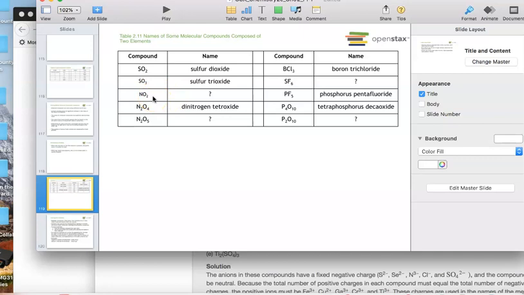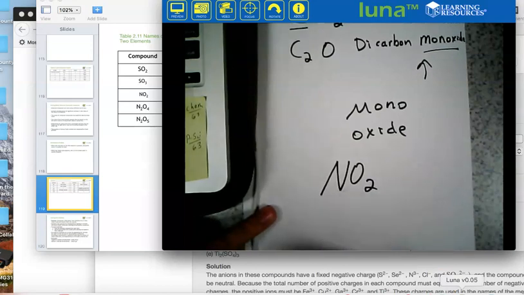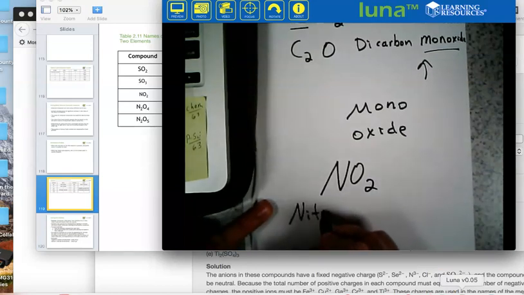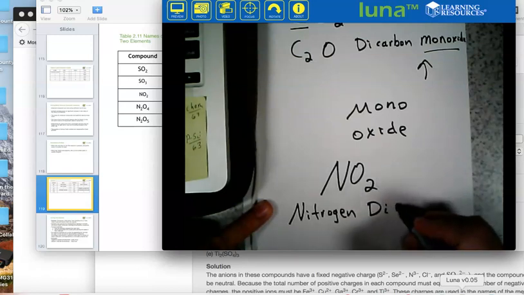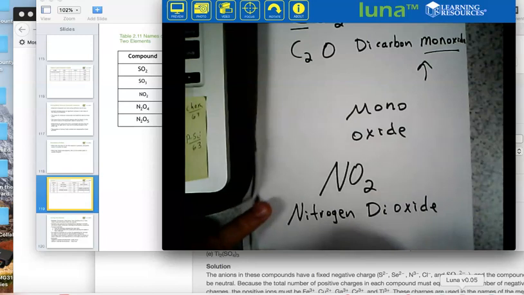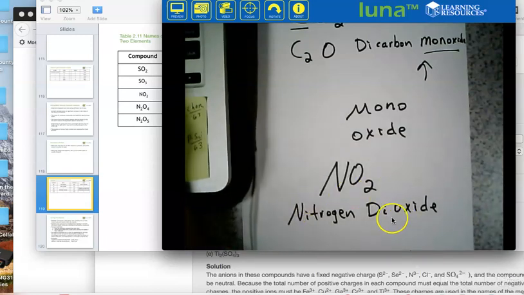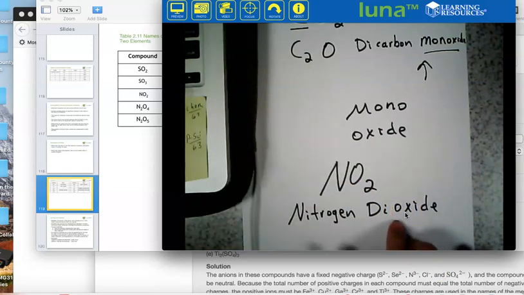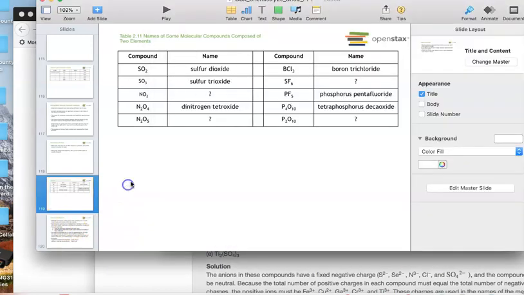Okay, next one, NO2. So here we have NO2. So one nitrogen atom, so it's just nitrogen for the first element. And the second element, there's two atoms of oxygen, so the prefix for 2 is di. Oxygen becomes oxide. Okay, so nitrogen dioxide. And notice you have two vowels here, I and O, it's okay, but if it's O and A or O and O, that's when you're going to take off a vowel there.